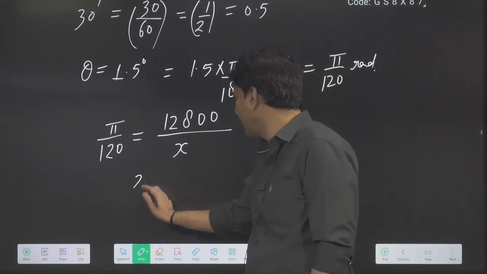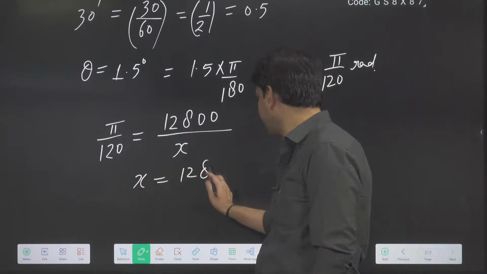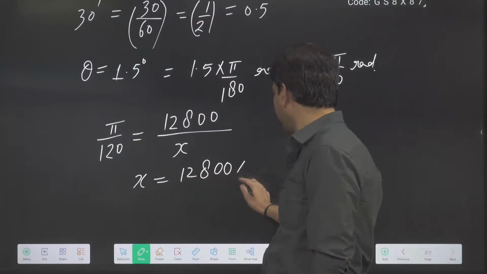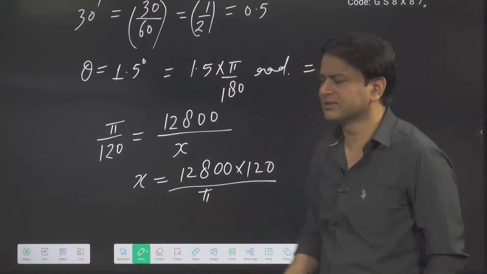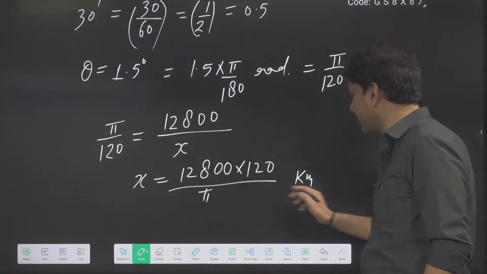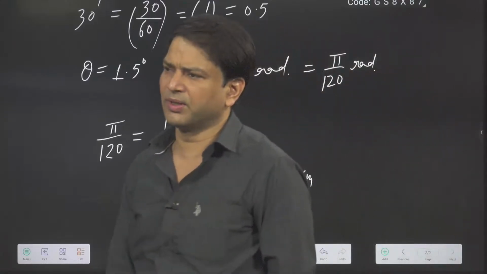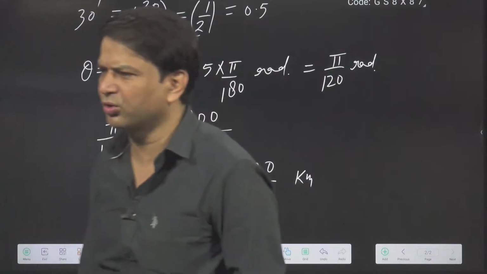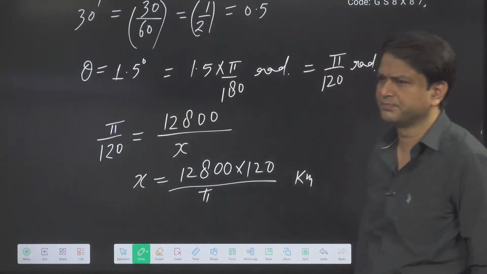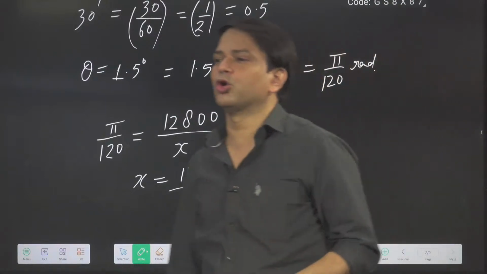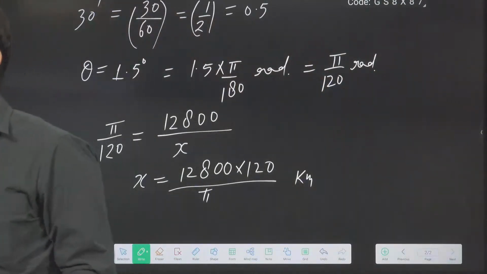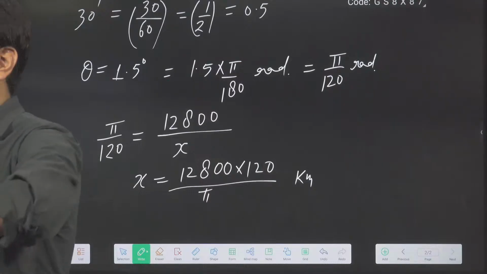Okay, so x now, after that you will calculate 12800 into 120 by pi. For a closer answer you can take pi as 3 and then multiply. Approximately 4.8 into 10 to the power 5 kilometer will come. Okay, because in these cases they will not give very close options because they know that the calculation is lengthy. So pi you can take as 3 and check the option.